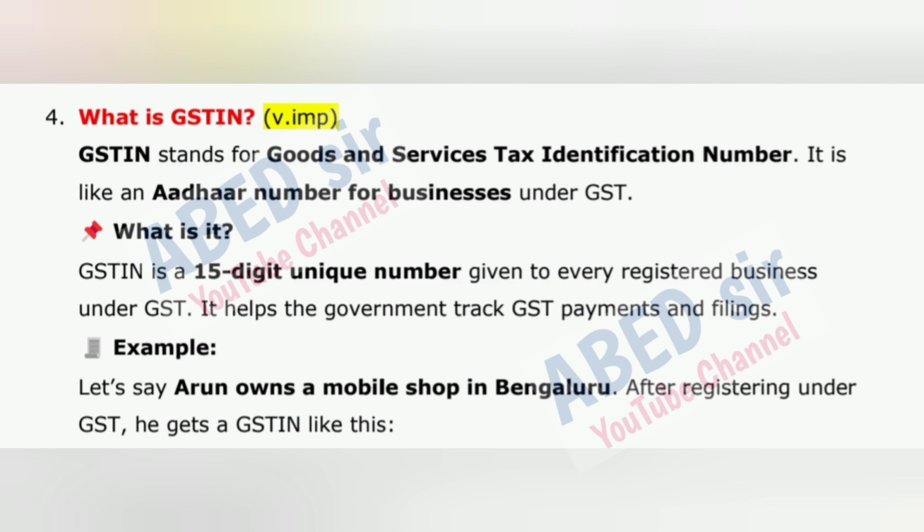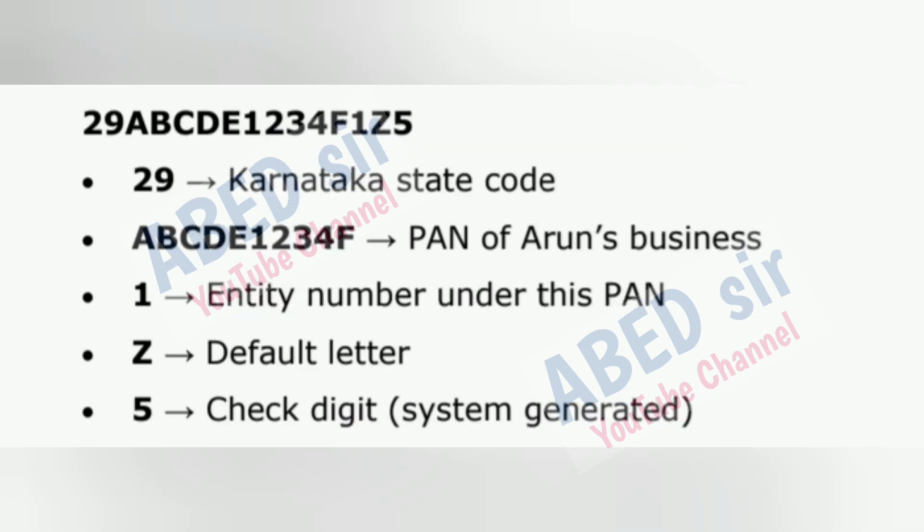Example. Let's say Arun owns a mobile shop in Bengaluru. After registering under GST, he gets a GSTIN like this: 29ABCDE1234F1Z5. 29 is the Karnataka state code. ABCDE1234F is the PAN of Arun's business. 1 is the entity number under this PAN. Z is the default letter. 5 is the check digit, system generated.